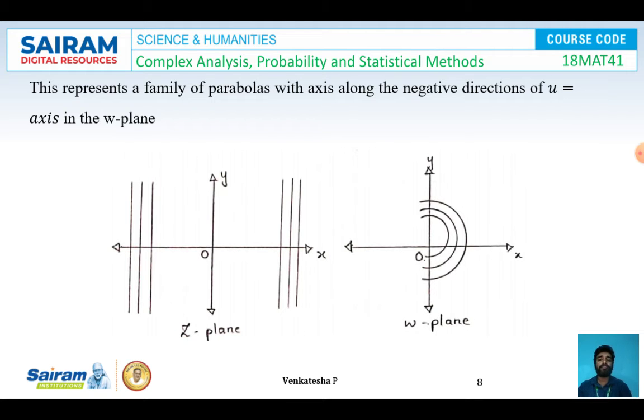The graph is showing that in the z plane we have a family of straight lines x is equal to a, which is parallel to the y axis. After transformation, I got a family of parabolas in the negative u direction in the w plane.